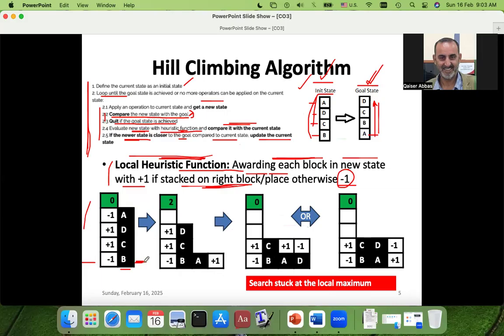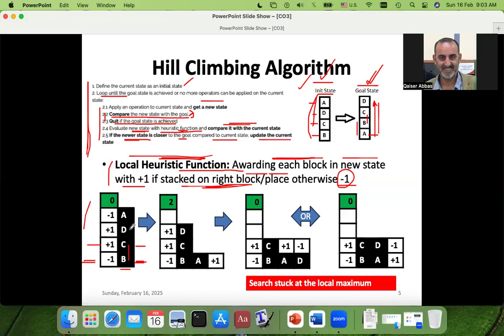So this B should be on A, but A is not here. So that's why this is not the right place, so we are awarding it -1. And then this C should be on B according to this label, stacked on B, which we have here. C is stacked on B, so that is okay. So that's why this is the right place. We are awarding +1.